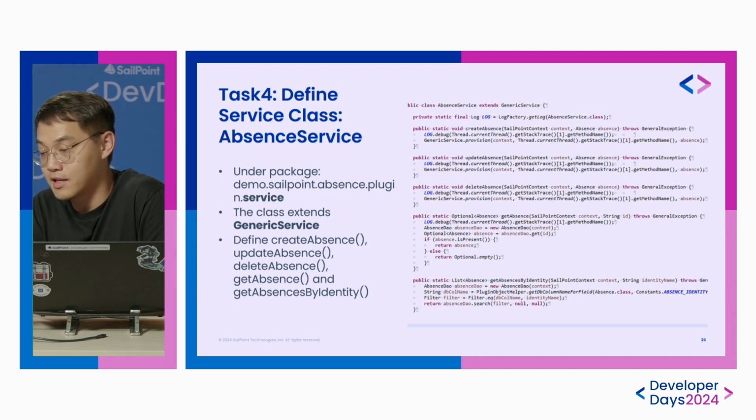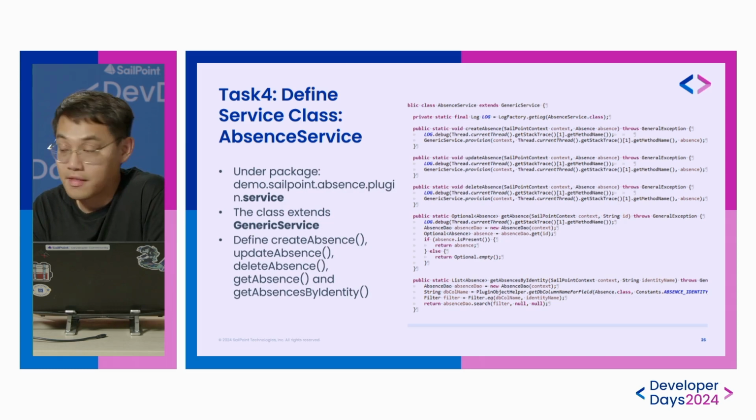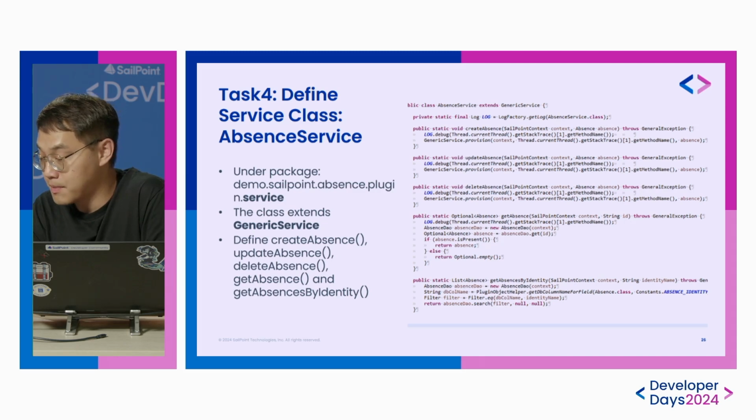So we have create absence, update absence, delete absence, and also get absence, which gives an example of how we use the DAO class programmatically. And also we have get absence by identity, which demonstrates how we can use the filter in a search under the absence DAO class.